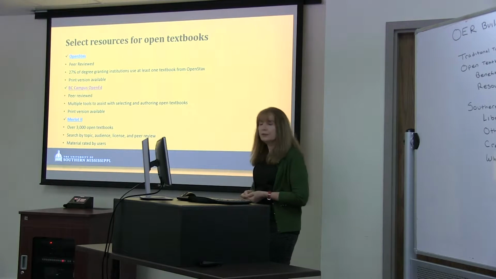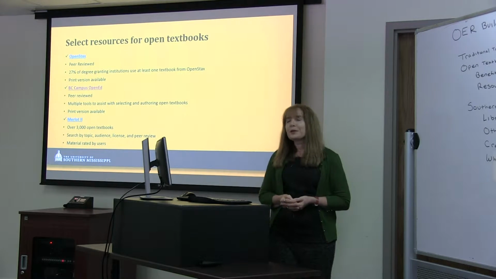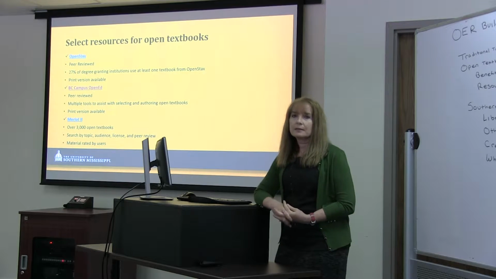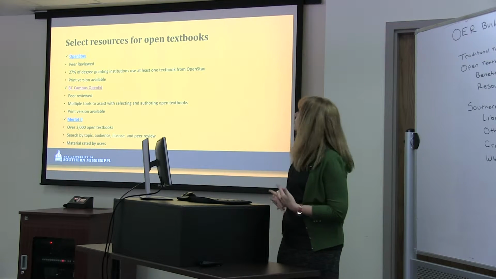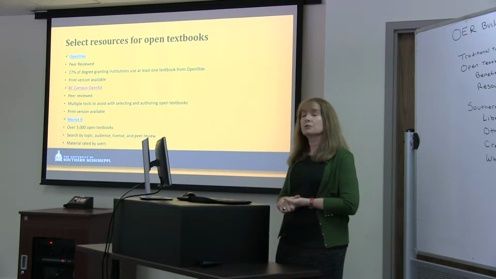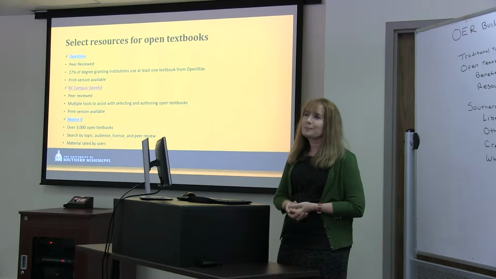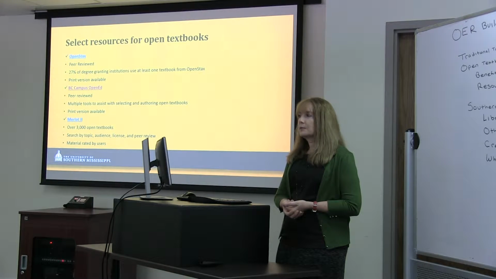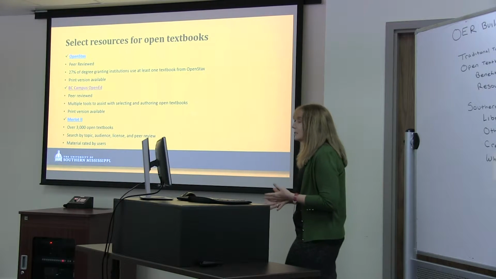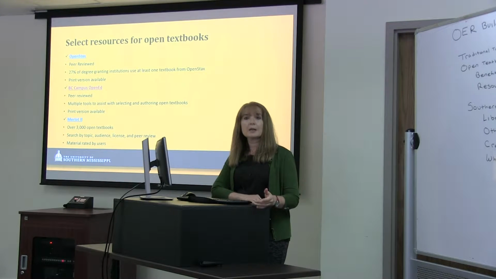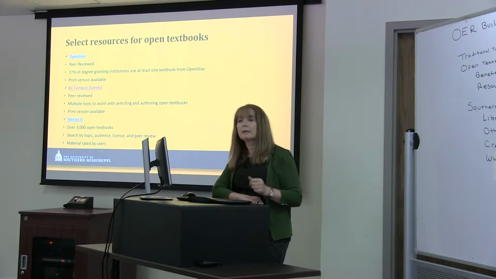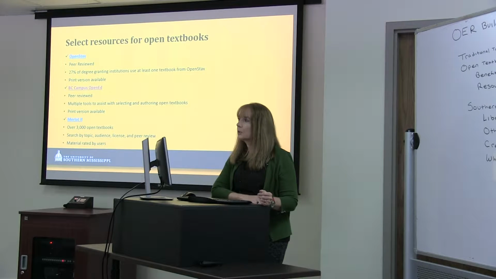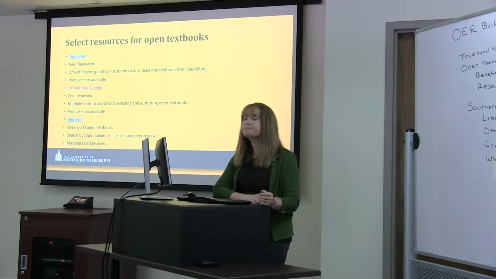OpenStax peer reviews their textbooks, and their claim to fame is that 27% of universities, 27% of degree granting institutions are using one of their textbooks. I believe Princeton's using one of their science textbooks, Stanford's using one of their economics textbooks, and they provide a print version for students. The print versions can be purchased on Amazon. You can actually link from their website. It'll push you out to Amazon to purchase a print version of the book if you want.